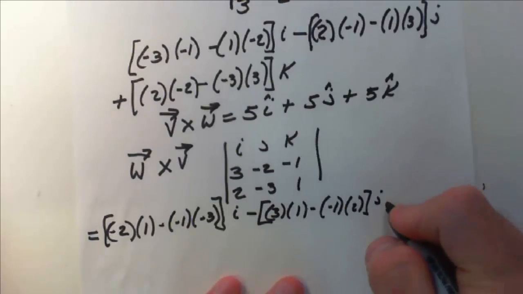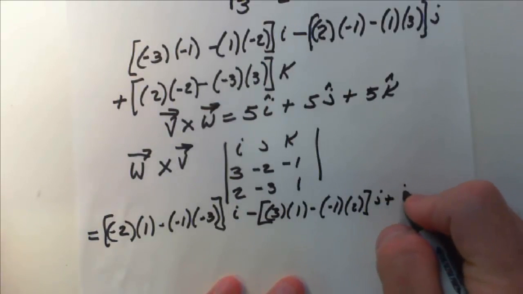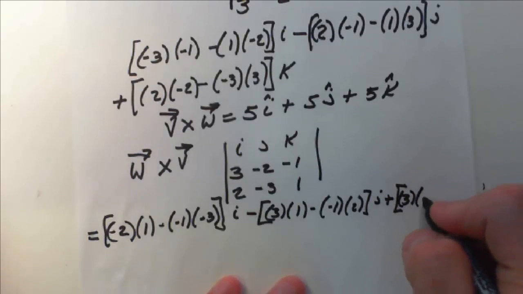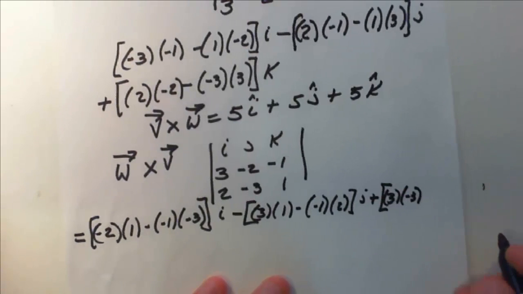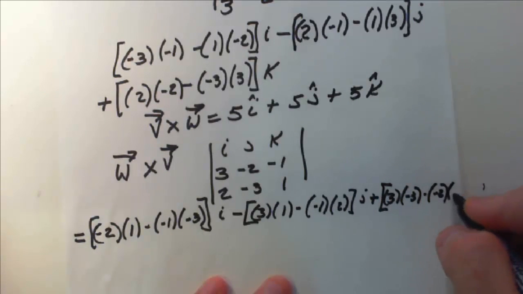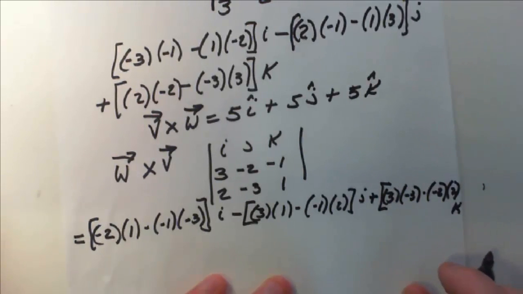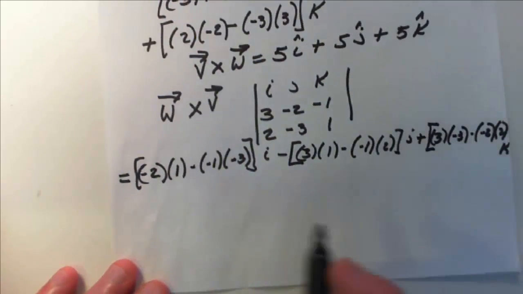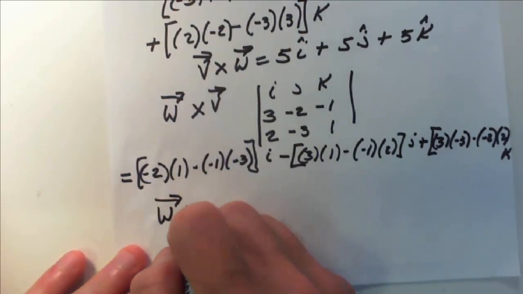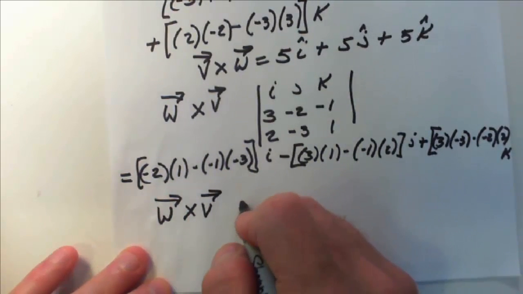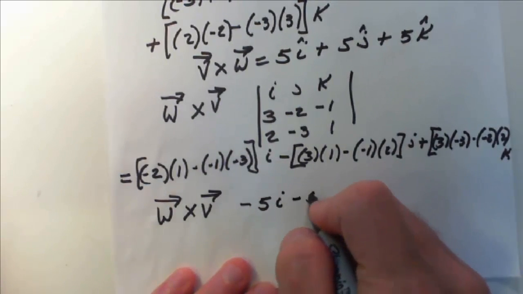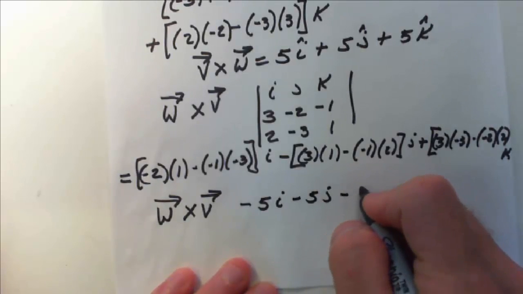And let's see if we can squeeze the k in there. And then that's going to be a plus. And my values will be 3 times a negative 3 minus a negative 2, boy, that's going to be tight, times 2, and that's going to give me the k value there. Alright, so let's go ahead and simplify that. When I do that, look what happens here. The cross product of w cross v is going to give me a negative 5i minus a 5j minus a 5k.